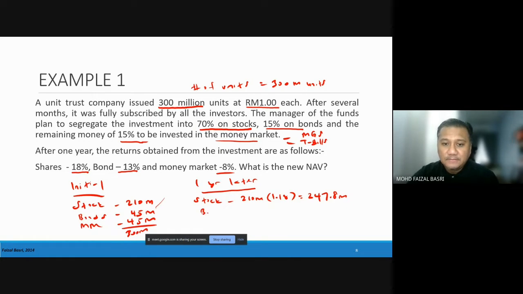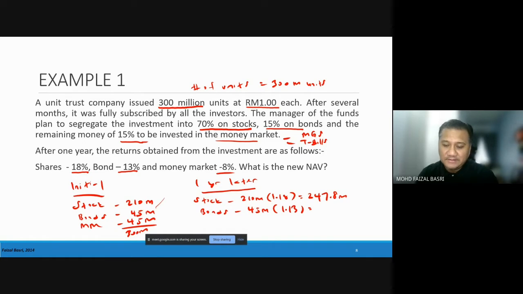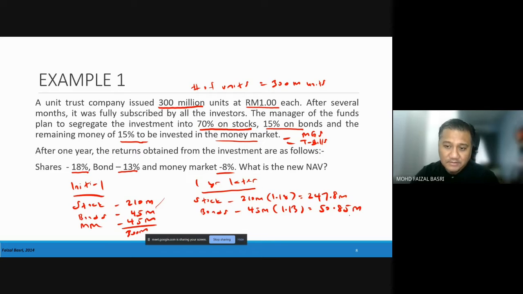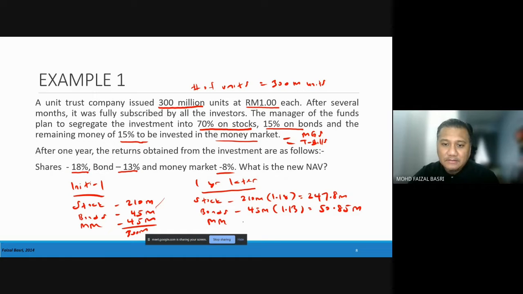How about bonds? Original dia 45 million and dia naik 13%. 5.85. Campur the initial, itu profit je. Oh, campur, okay. So 50.85. Betul? Betul, sir. Okay. And money market 45 million juga. But dia naik by 8% je, 1.08. So 48.6.